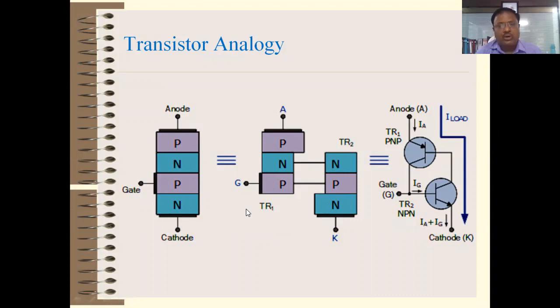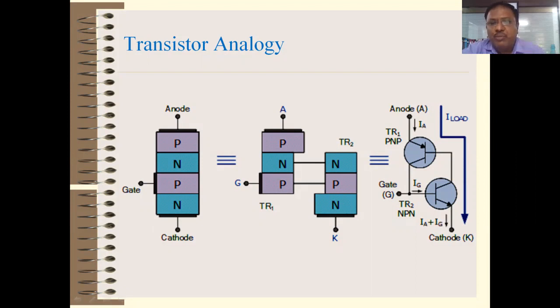Now, the important part, called the transistor analogy. As already discussed in the previous lecture on SCR, if you divide the four PN layers in such a way, as in the figure in front of you, it shows like two transistors: one is a PNP transistor and the second is an NPN transistor. The middle two layers, N and P, are common for both transistors. The equivalent circuit is shown here, the third one, a PNP transistor and an NPN transistor.